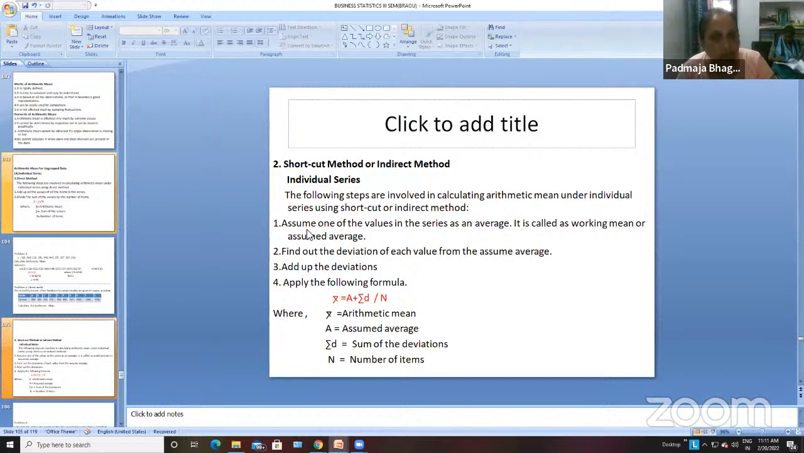In this, what you have to do, assume one of the values in the series as an average. It is called the working mean or assumed mean. Find out the deviation of each value from the assumed mean. बोल दो कितने values हैं उसमें से अपने को assumed mean find out करना है. And add up.